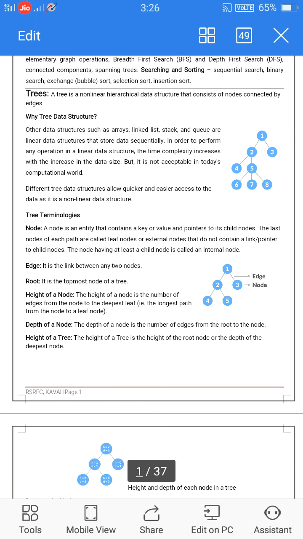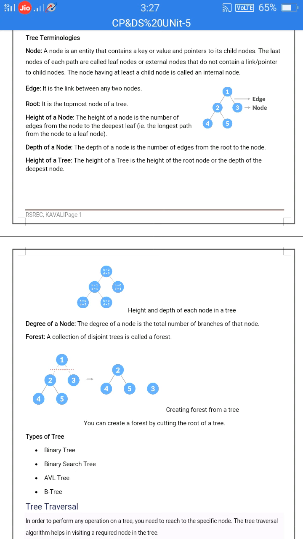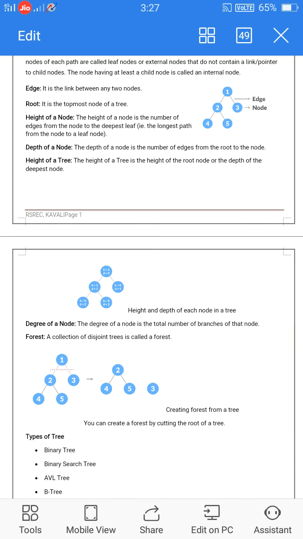Okay, so tree data structure is a non-linear hierarchical data structure. That means the first element is placed in one location and the second element is placed in another location. Suppose the first element is placed in location 2000 and another element can be stored in either 3000 or 4000 or whatever it may be. Elements are stored randomly. So this is some basic terminology about trees.